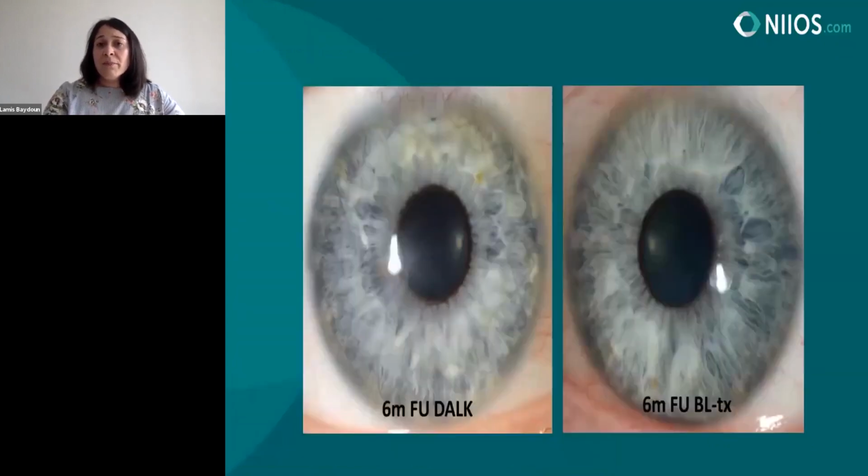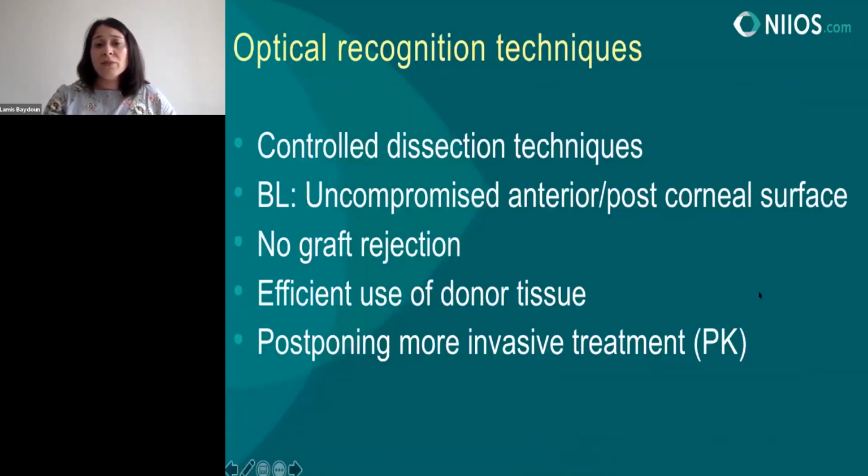So these are the main targets for dissection techniques. You can either get a DALK or you can get a Bowman layer transplant. The positive things about it are that it's a controlled technique, and with the Bowman layer, you have an uncompromised anterior surface of the cornea. You have no rejection. It's efficient use because you can use the Bowman layer and you can use a DMEK graft for another surgery, and you may possibly postpone more invasive treatment.